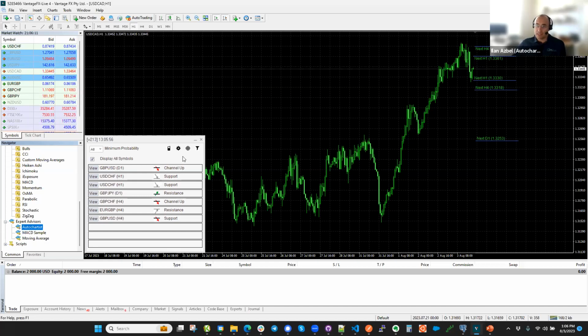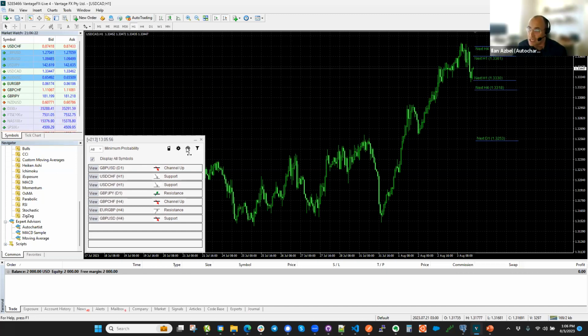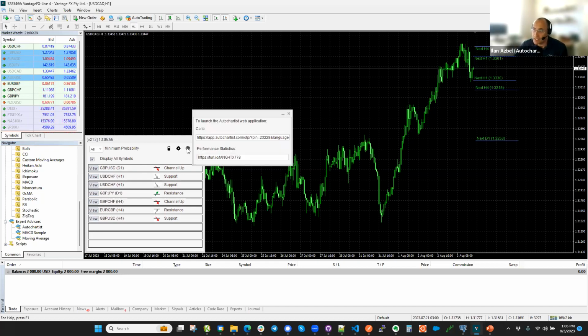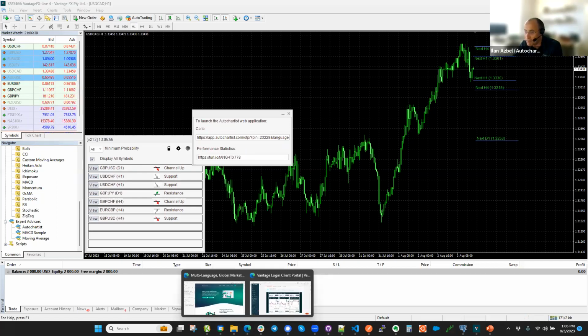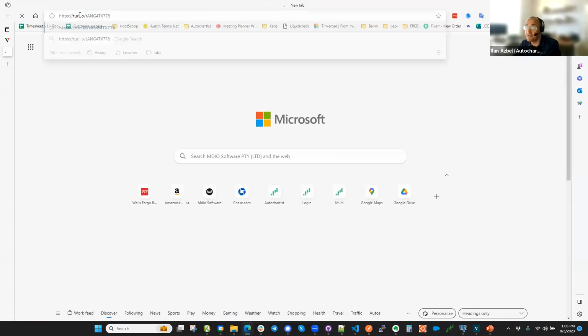And so one of the things, the first way I want to show you of filtering these trading opportunities, other than obviously using the filter tab, is to click on this little world icon. When you click on this little world icon, it requests some information. The one I want to look at right now is this thing called performance statistics. So I'm going to copy and paste the performance statistics into a new browser tab for myself.